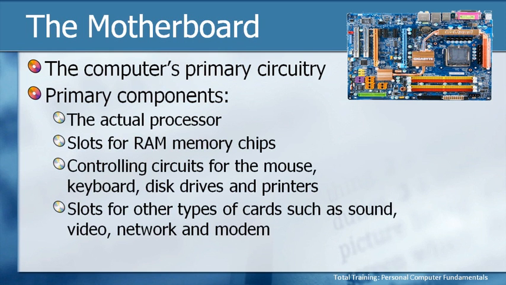The primary components though are the actual computer processor, which we'll talk about in just a second, slots for RAM memory chips, the controlling circuits that allow the computer to recognize what a mouse is, a keyboard, a disk drive, and a printer, and what it should do with it, and then slots for other types of cards that we just mentioned, like sound cards, video cards, network cards, and modems.